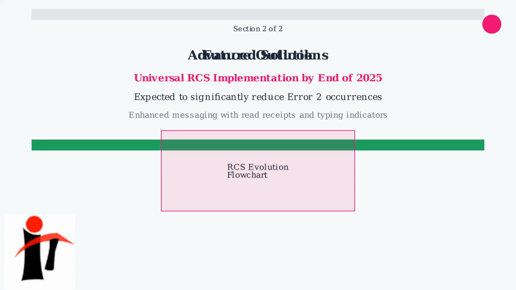These advanced solutions and prevention strategies provide comprehensive tools for resolving T-Mobile Error 2. Remember that the 95% success rate comes from systematically applying these methods, starting with Message Center configuration and progressing through network adjustments as needed.